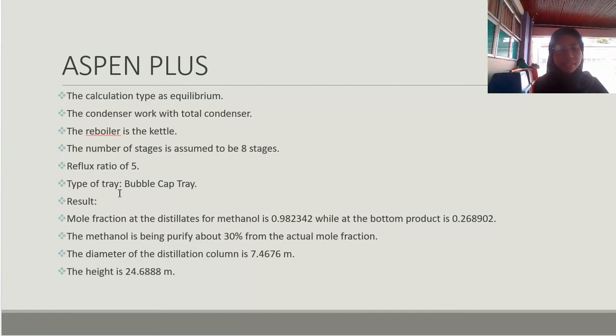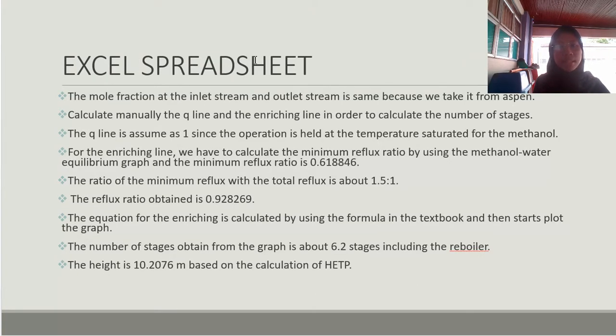And then the sizing: the diameter is 7.4676 and the height is 24.6888 meter. For the Excel spreadsheet, the mole fractions at the inlet stream and outlet stream are the same because we take them from the Aspen. We calculate manually the Q line and the MC line in order to calculate the number of stages. The Q line is assumed as 1 since the operation is held at the saturated temperature of the methanol.